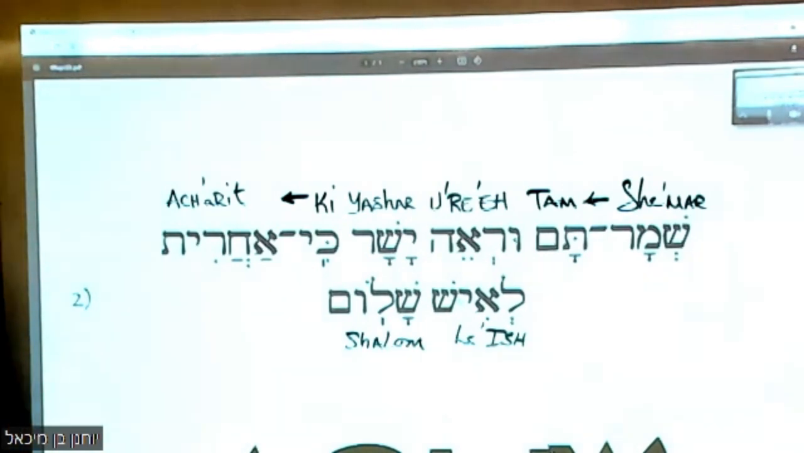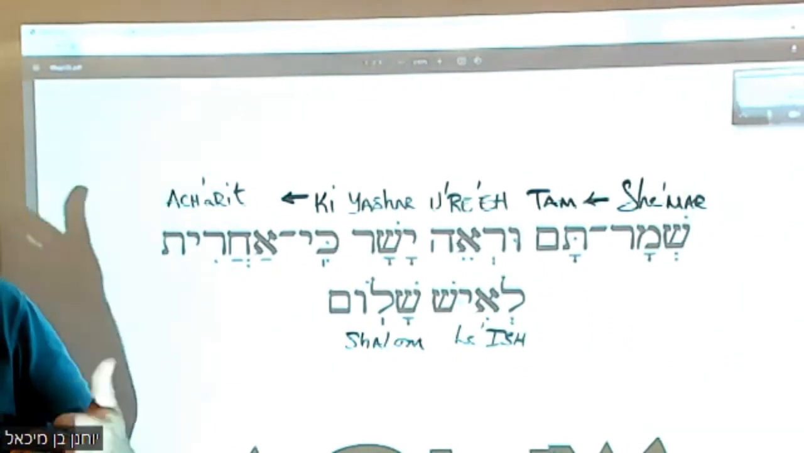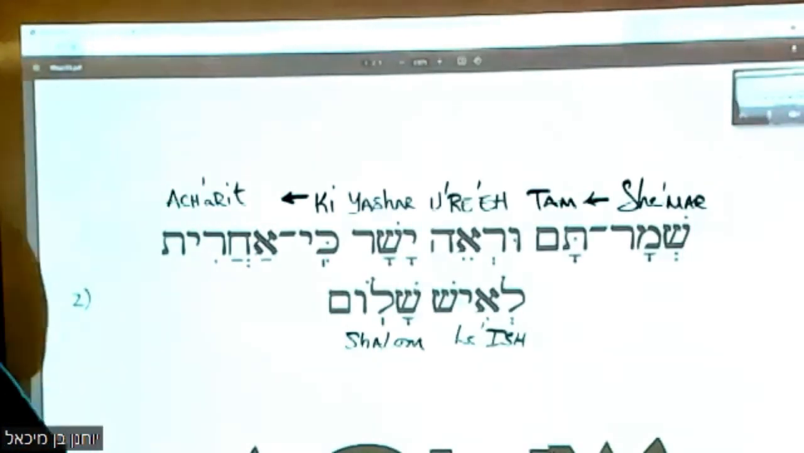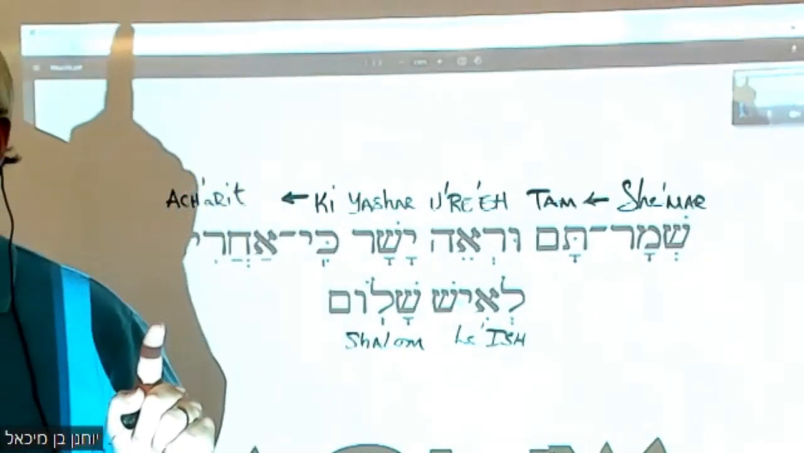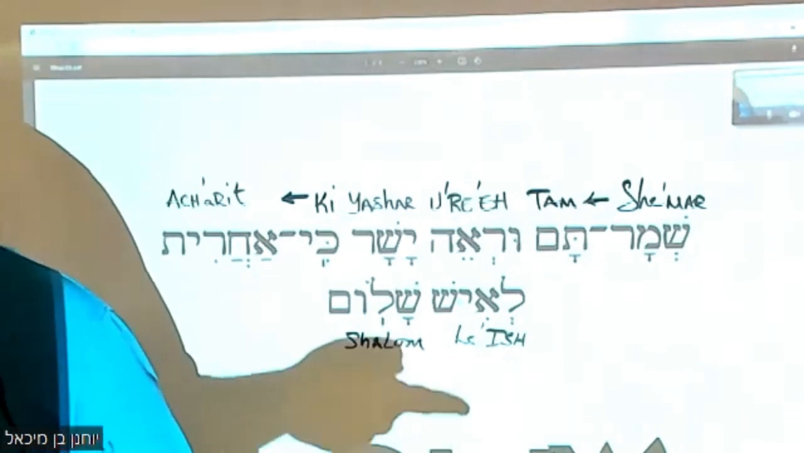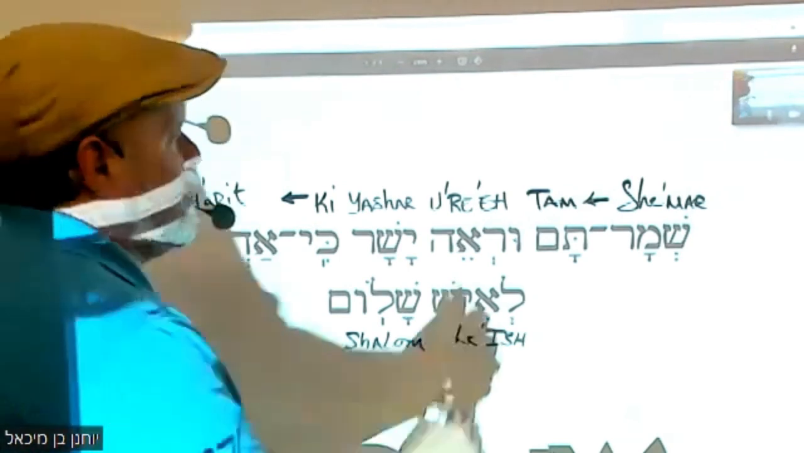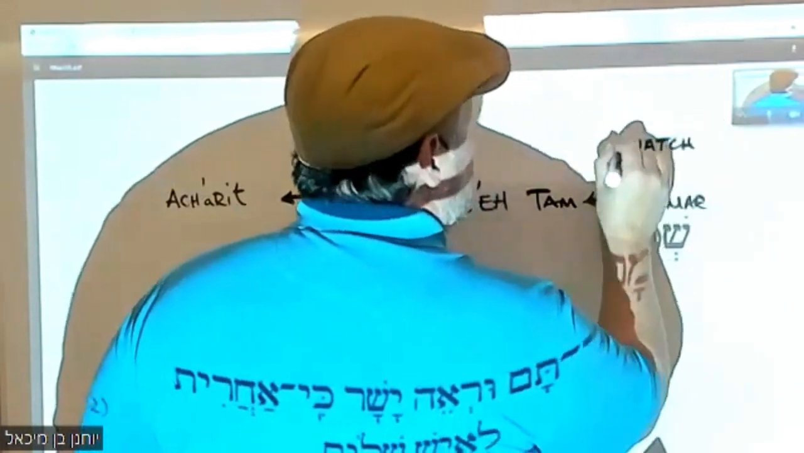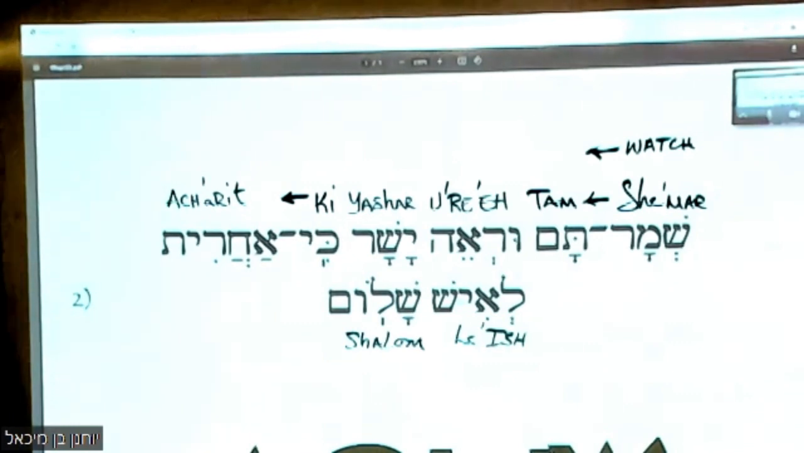It is. Okay, so the word shomer, right? To guard, to keep, to protect, to hedge about. Okay, so here's what I'm going to do. I'm going to translate this as watch, right? Because part of guarding and protecting is doing what? You got to watch, right? So I'm going to translate this as watch. So who are we watching, or what are we watching? Tam. That's right. Okay, so we're going to watch tam.